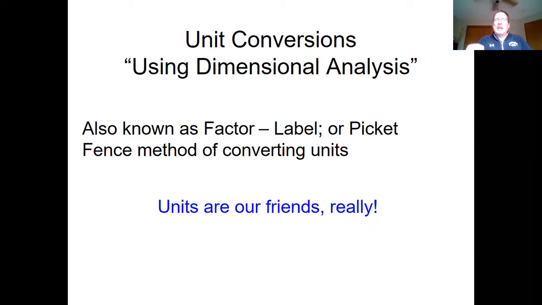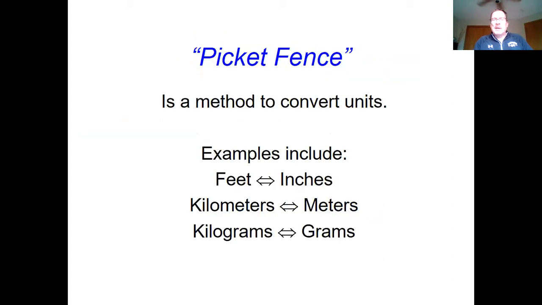And here's the key component. Units are our friends, really. This is the key to doing math where you're not just writing down the number, but the units that are with it: grams, milliliters, centimeters cubed, whatever it might be. Okay. So that picket fence is a method. Again, picket fence, dimensional analysis, factor label is a method to convert units like feet to inches, kilometers to meters, kilograms to grams.